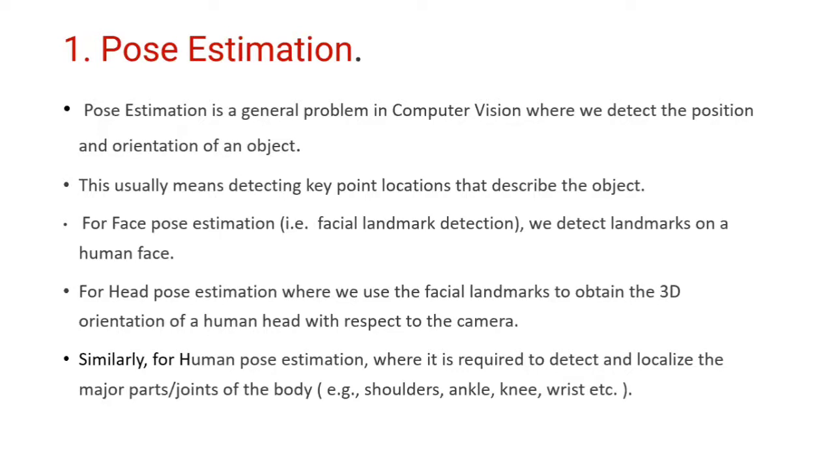Similarly for head pose estimation, we use landmarks of a facial estimation to obtain it in 3D orientation. But the same concept is used in human pose estimation, where we have to detect and localize the major parts of the body. In the sense, for the face we have to detect facial marks, so for the complete human body, you have to detect the major parts like shoulders, eyes, ears, ankle, knee, etc.